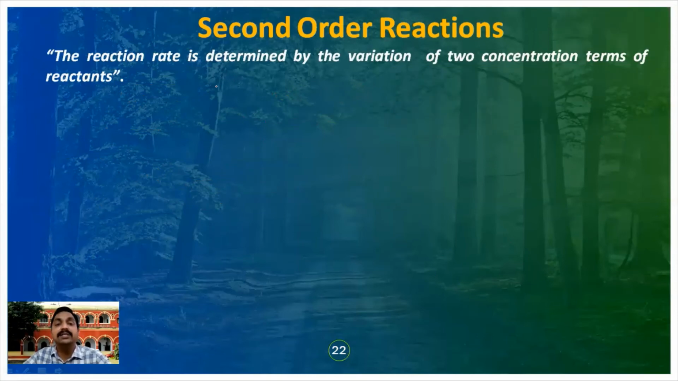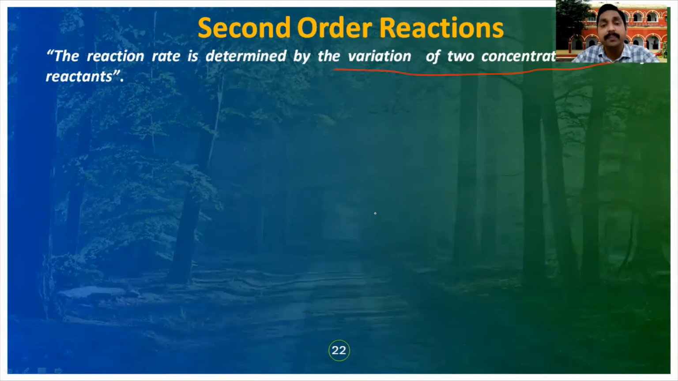Thus the reaction rate is determined by variation of two concentration terms of reactants. Now let us discuss the rate constant of second order reactions. As the second order reaction depends on two concentration terms, we have two cases here. What are those? First case is the concentrations of both the reactants are equal.